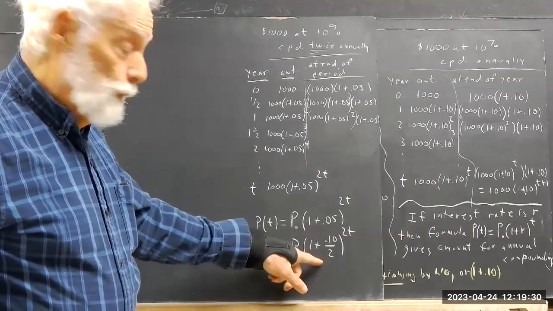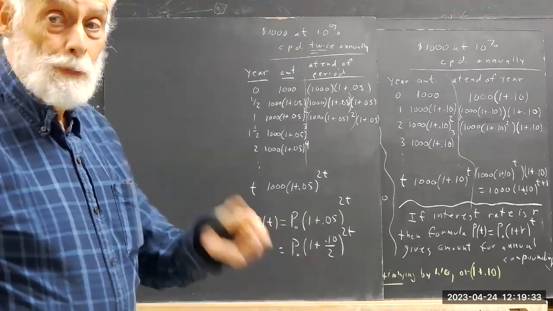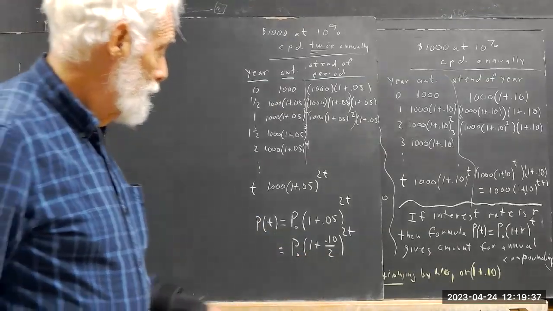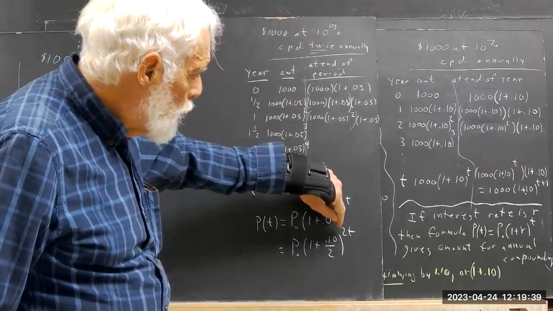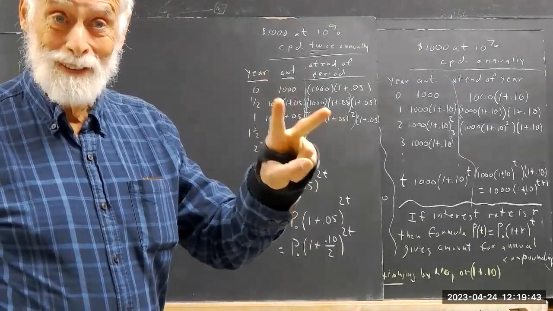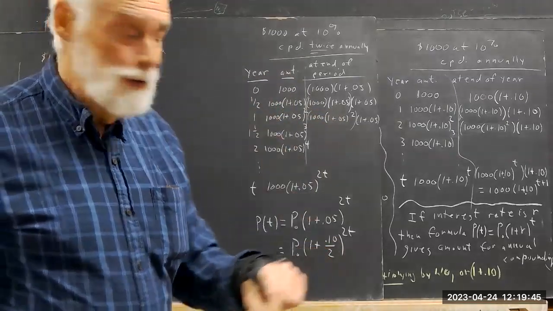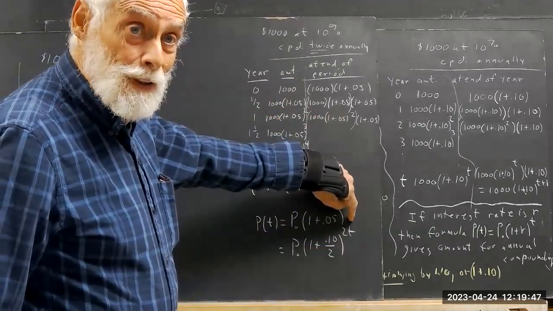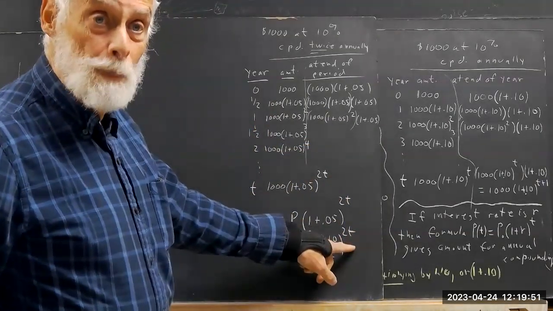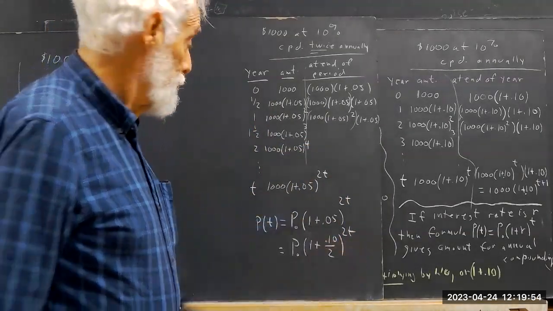Why is the 0.10 divided by 2? Because we're compounding twice annually, right? Why do we have a 2 times T? Because we're compounding twice annually. We're compounding twice every year, and T is the number of years. So the total number of times we multiply by this is twice per year, 2 times T.